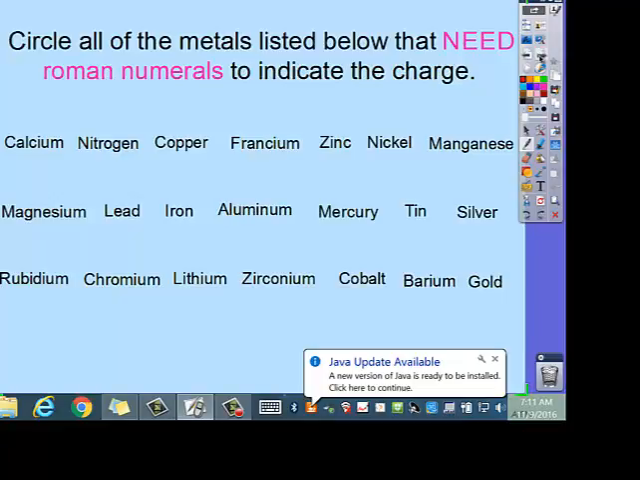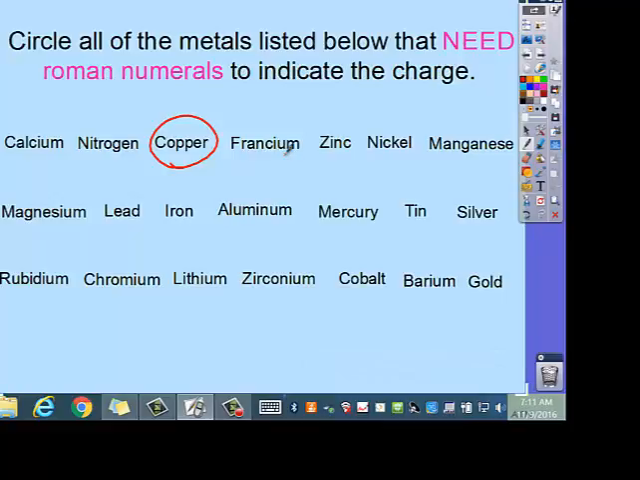Calcium, that's in group 2A, so no. Nitrogen, that's in the 15th group, so no. Copper, yes. Francium, that is number 87, so no. Zinc, that is a transition metal, but remember I said that that one always has a +2 charge, so I don't need Roman numerals for that. Nickel, yes, number 28. Manganese, look, this is not magnesium. Those are two different elements. Manganese is number 25, and that is a transition metal. Magnesium is number 12, and that is not a transition metal.